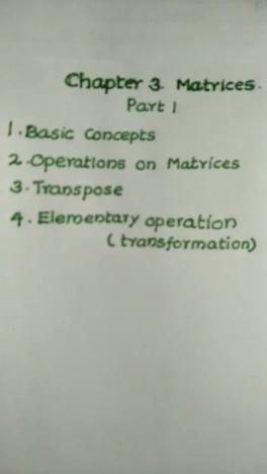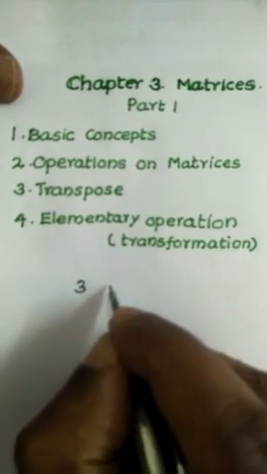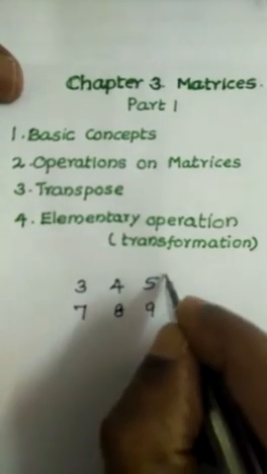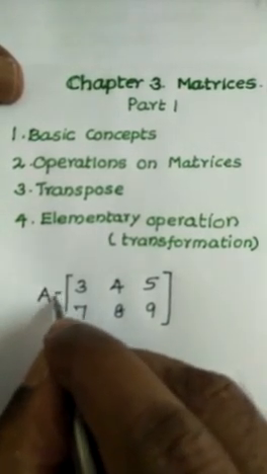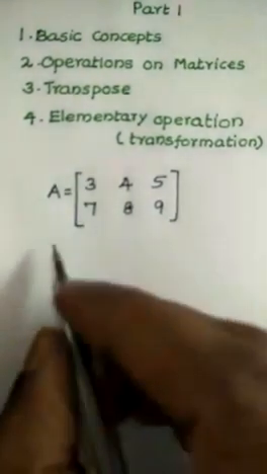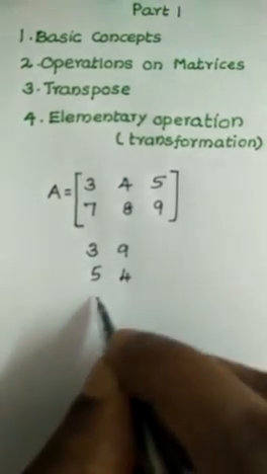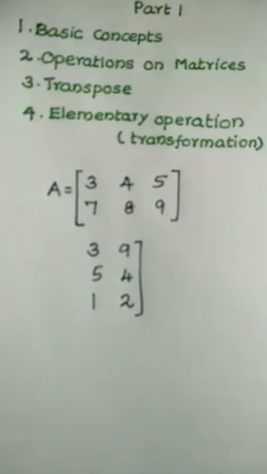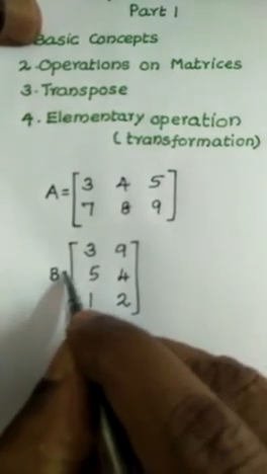A matrix is a collection of numbers arranged in rows and columns, and it is represented like this: 3, 4, 5, 7, 8, 9, in square bracket notation, and usually it is represented by capital letters A, B, C, etc. Another matrix: 3, 9, 5, 4, 1, 2, another collection of numbers, denoted in square brackets. It is another matrix, capital B.